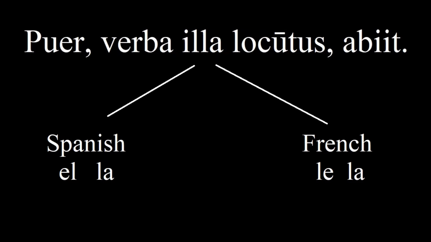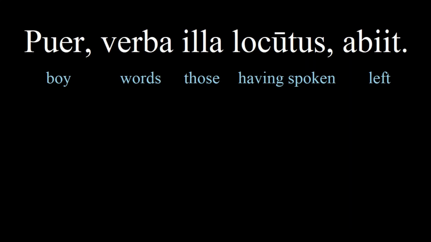But Latin didn't have a word for the. These words instead are similar to hic, haec, hoc, but refer to something distant from both the speaker and listener. So while hic means this, illa means that. But since verba is the accusative plural, illa has the meaning those. Locutus is the participle of loquor, to speak. So altogether this means, the boy, having spoken those words, left.